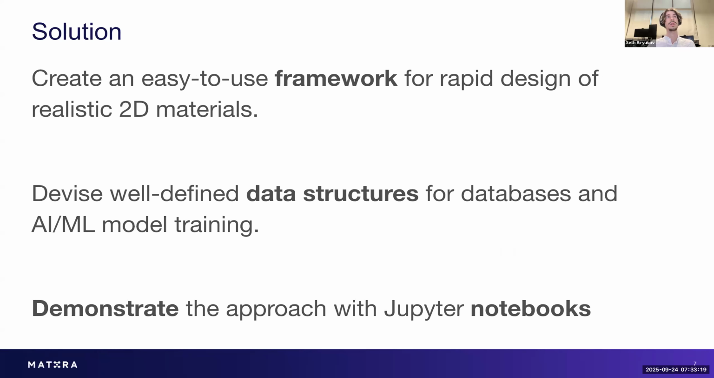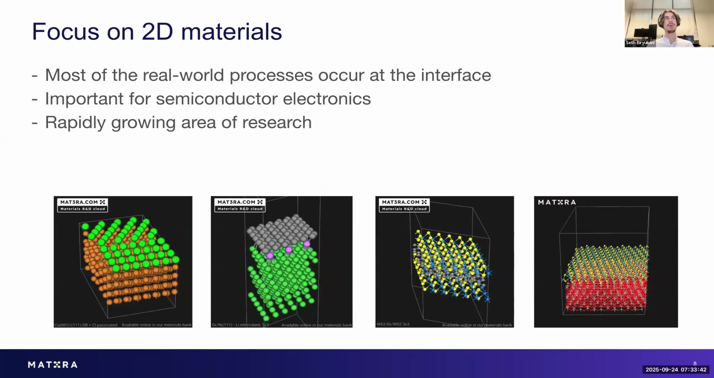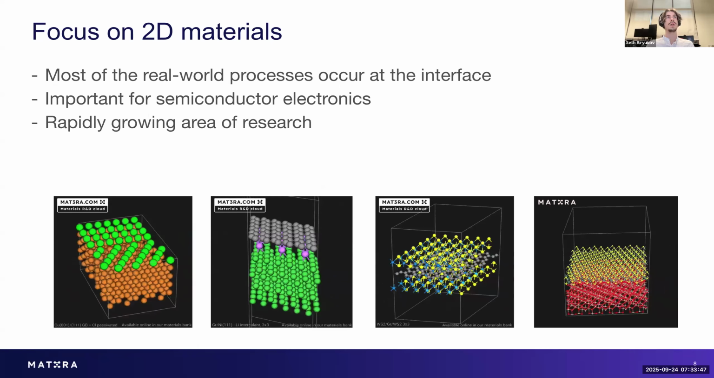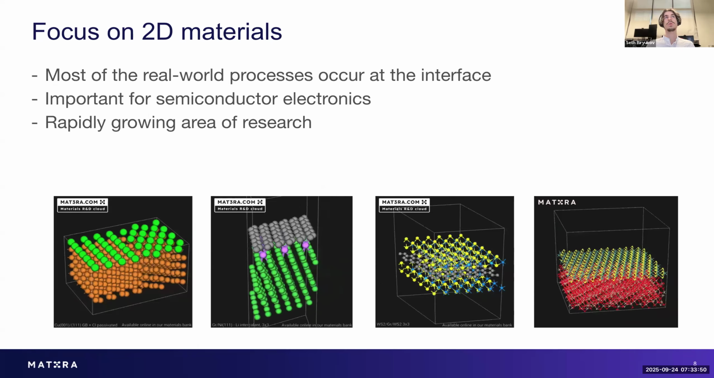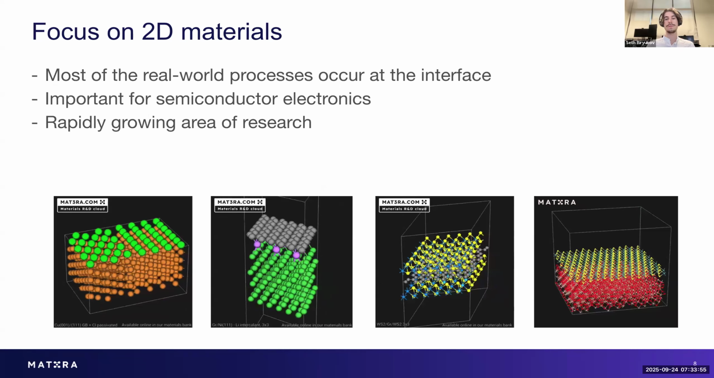For that, we created an easy-to-use framework for materials design. Our approach has well-defined data structures to help organize information in a database and make it easier to build machine learning models. We demonstrate the application of our approach with a set of Jupyter notebooks that can be run in any web browser. We primarily focus on 2D materials because we believe this is the area of increased interest. It is important for electronics and semiconductor research. Also, most of the interesting processes occur at the interfaces between materials, and the field is rapidly growing.